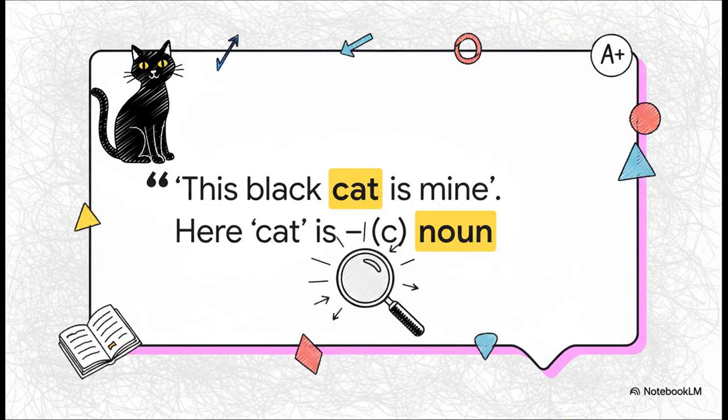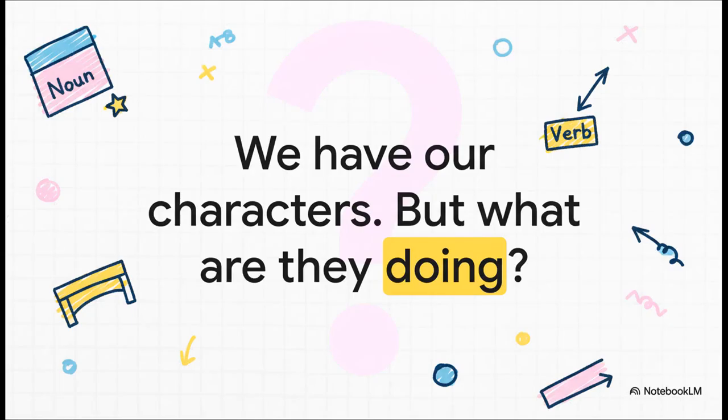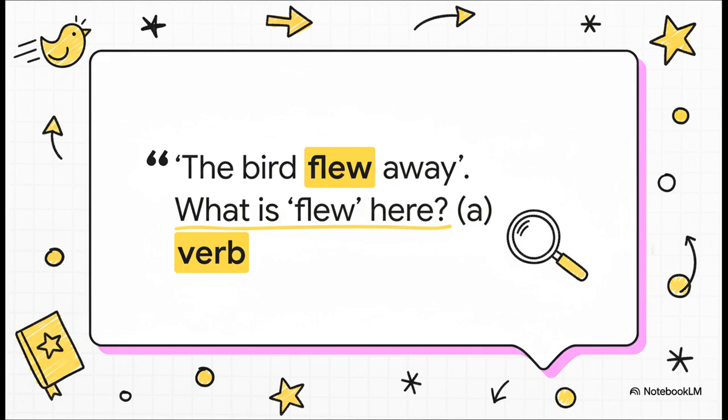This question from page 2 confirms it. Just like in their example, the cat in our sentence is a noun. And of course, so is the dog. They're the main characters in our little story. So we've got our characters, right? The cat and the dog. But what are they actually doing? A sentence needs some action. And that action, that's the verb.